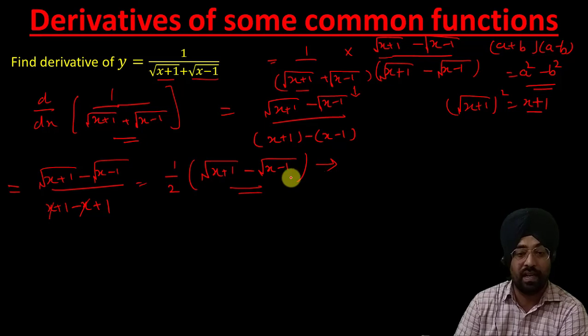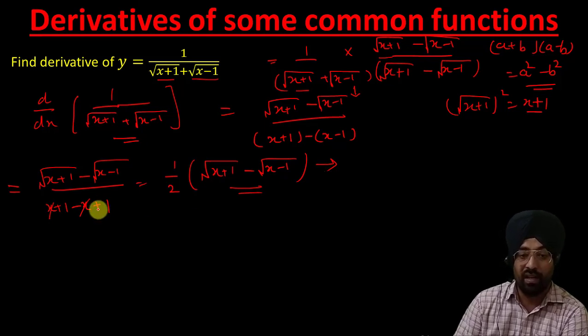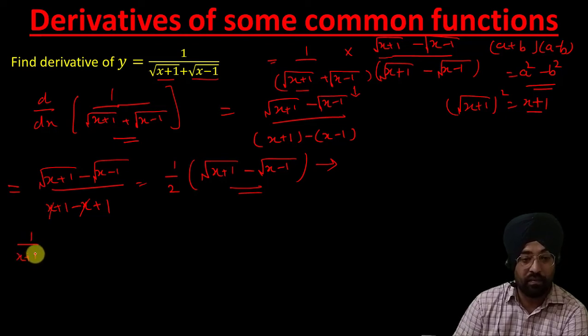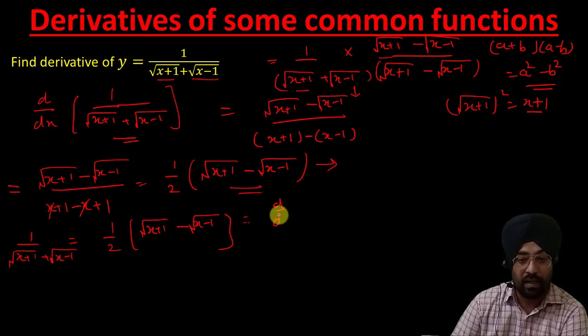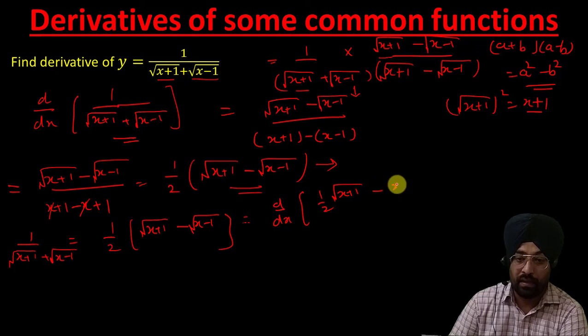Now we have to find its derivative. So first, what we have learnt is that 1 by square root of x plus 1 plus square root of x minus 1 can be written as 1 by 2 times square root of x plus 1 minus square root of x minus 1. Now we have to take its derivative. So its derivative becomes dy by dx of half times square root of x plus 1 minus square root of x minus 1.